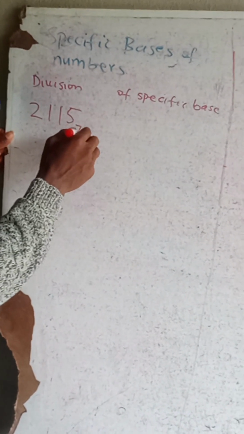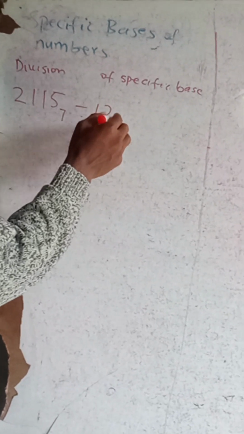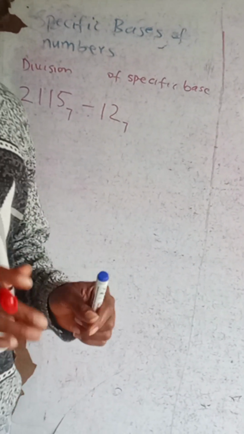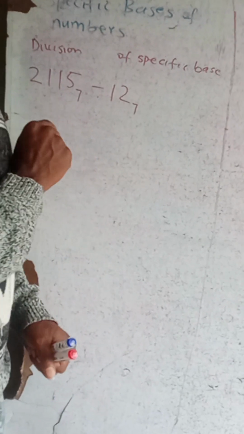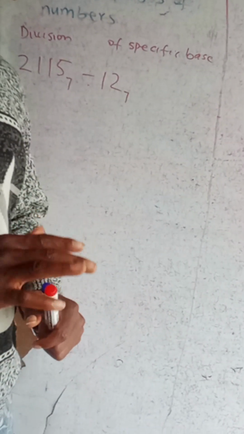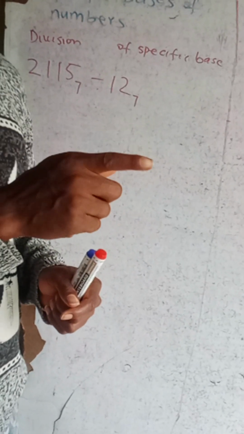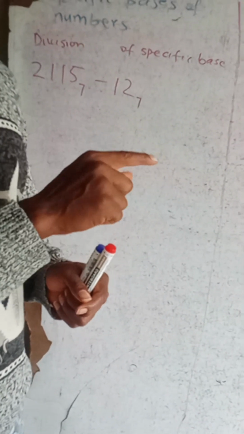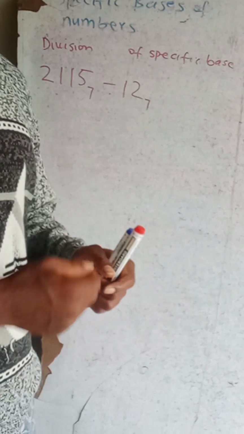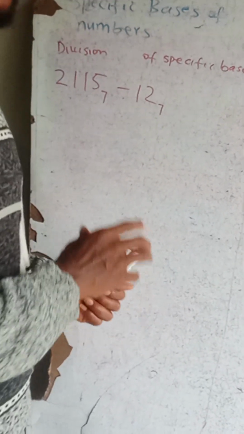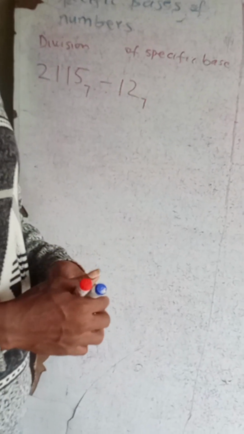2115 base 7 divided by 12 base 7. As usual, we are going to use the long division method. Ordinarily, all these special bases, you can convert them to base 10, in the normal number system, and then multiply or add, and you are going to get the same answer. But we are going to be using the long division method so that you understand it very well.